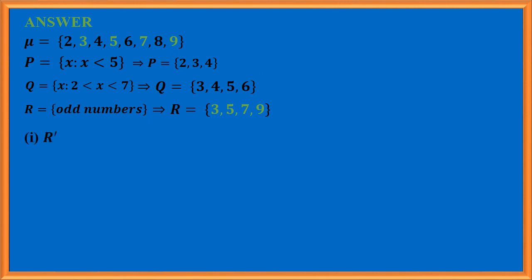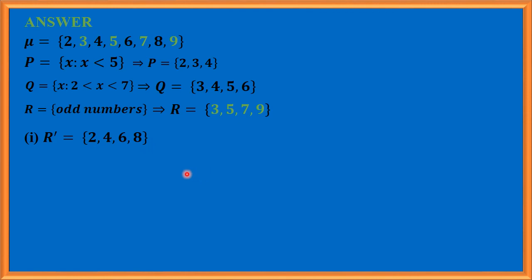So first of all we find R', elements which can be found in the universal set but cannot be found in R. So the elements of R will be 3, 5, 7, 9. Let's mark them out of the universal set. You see that we have 3, 5, 7, 9. So the remaining will be 2, which we have there, 4, which we have here, 6, which we have here, and then 8, which we have there. So that gives us R'.